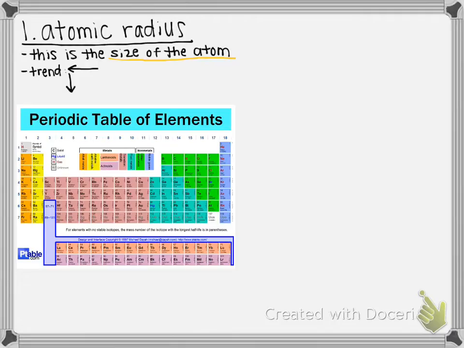And the trend is that it's going to increase as you move to the left and increase as you move down. So increases as you move to the left, increases as you move down. And so the largest element, or the largest atom, would be francium, Fr.